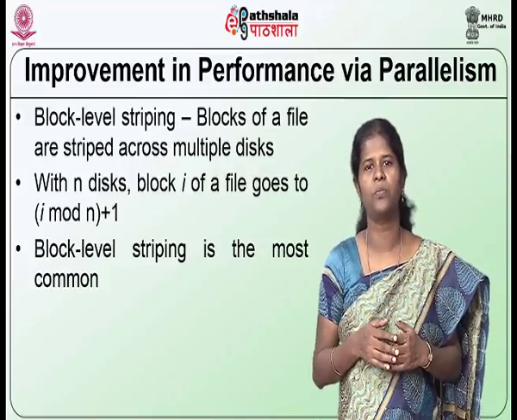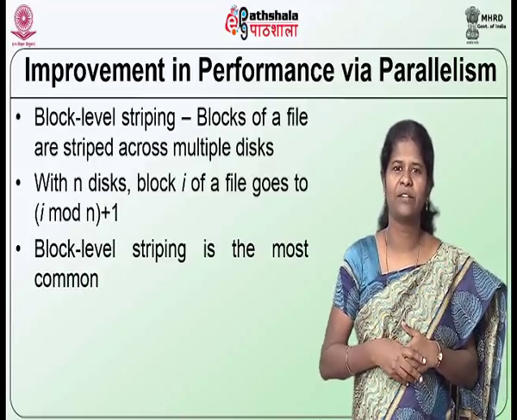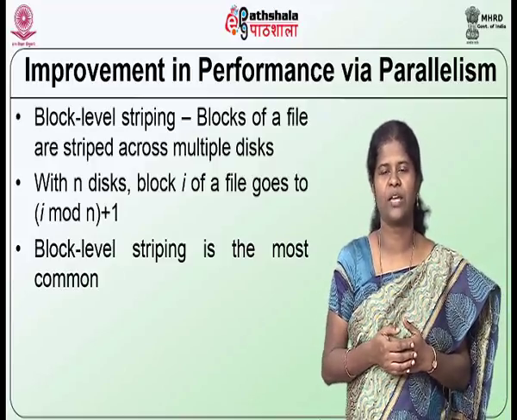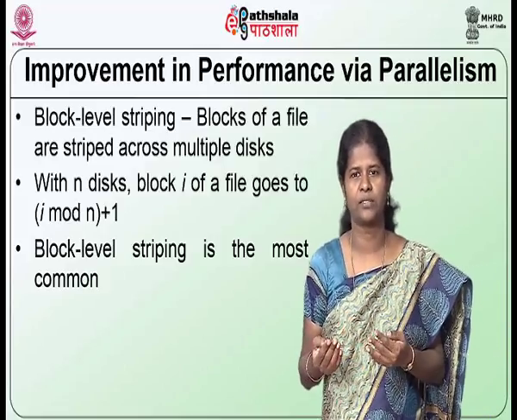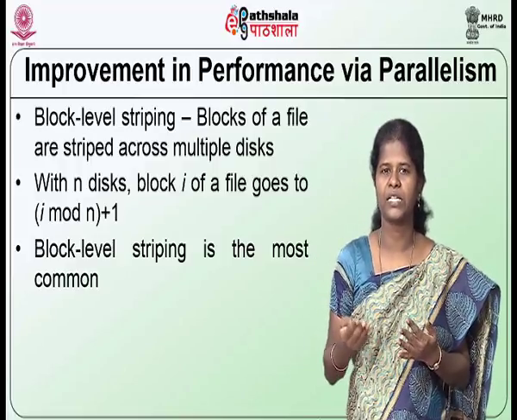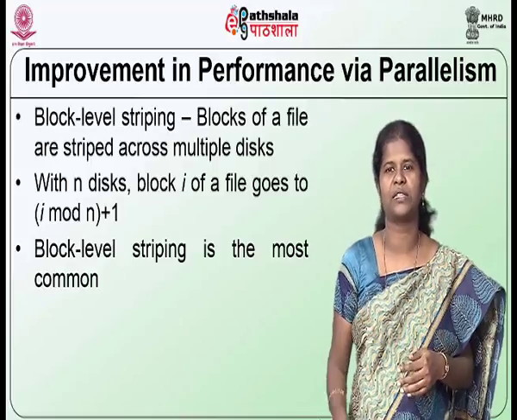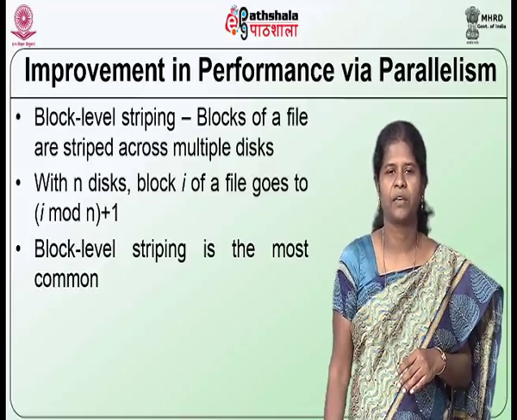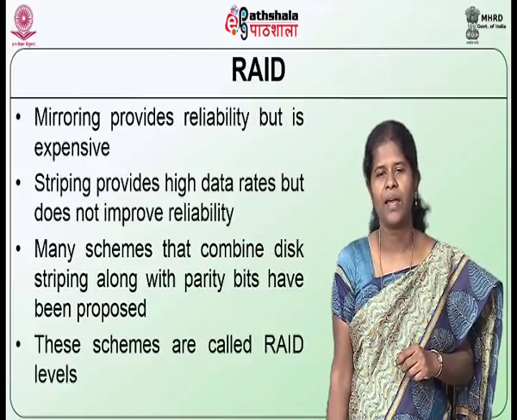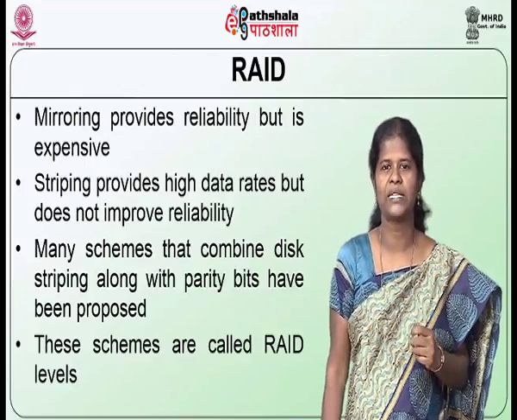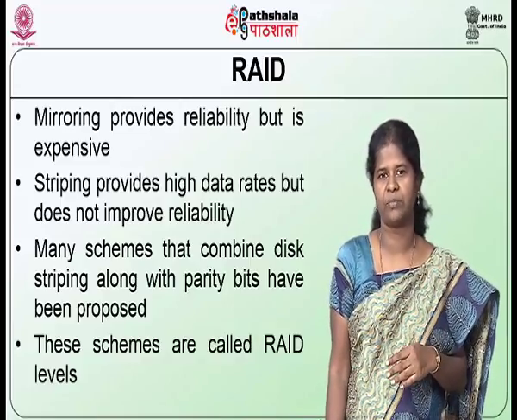You can also do block level striping. In block level striping, blocks of a file are striped across multiple disks. Say you have 4 disks. On the first disk you write the first block, on the second disk you write the second block, on the third disk you write the third block, and so on. Here also you can improve the speed of reading and writing, and block level striping is the most common one. And we see that mirroring provides reliability, but is expensive because you maintain redundant information.